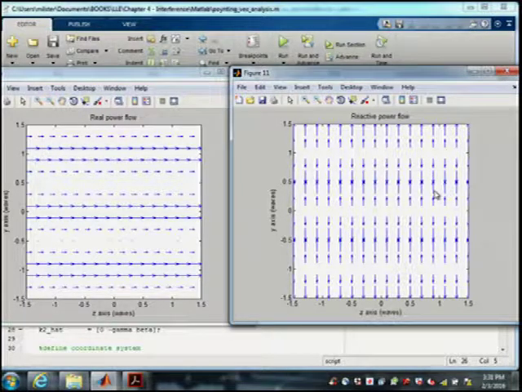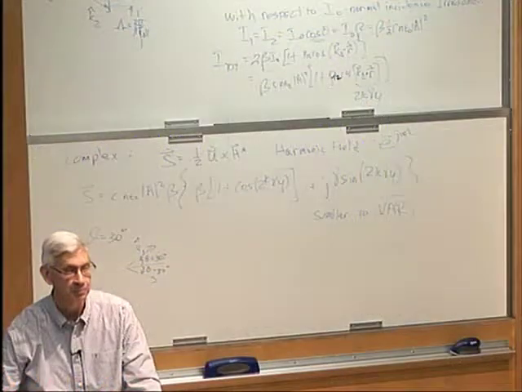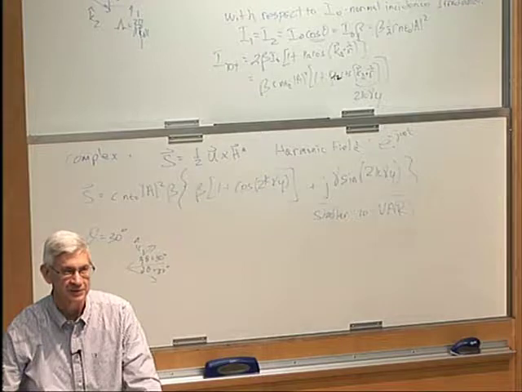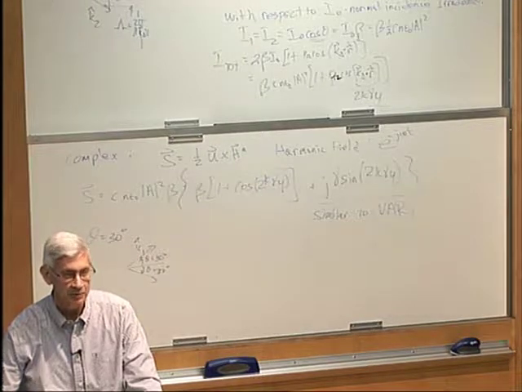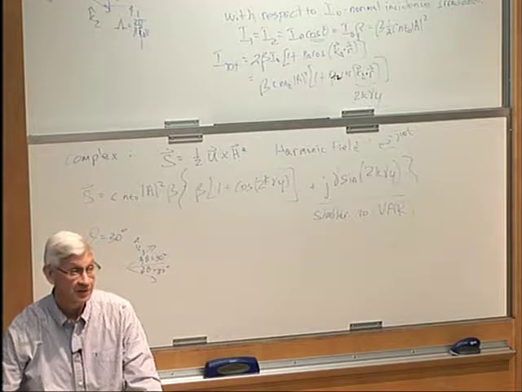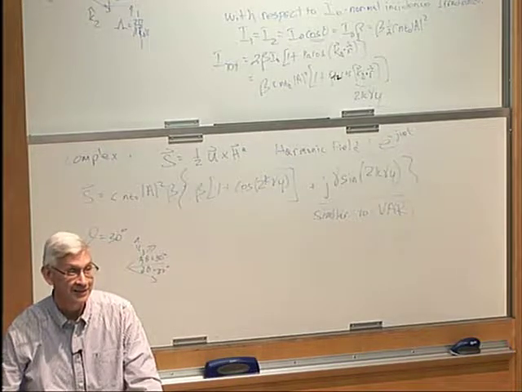Not too many people talk about beams combining with Poynting vectors. Beam combination and Poynting vectors is not a popular subject, and I'm beginning to understand why. But that's interesting, isn't it?